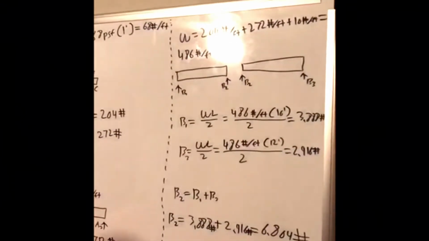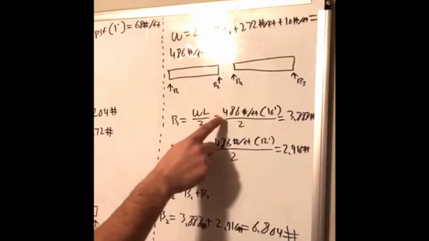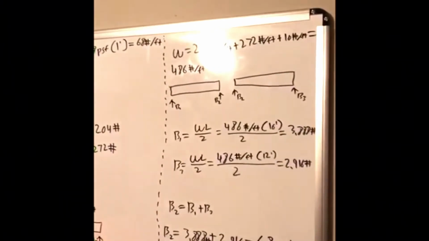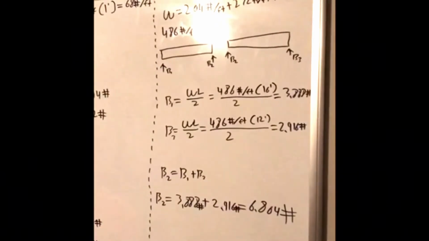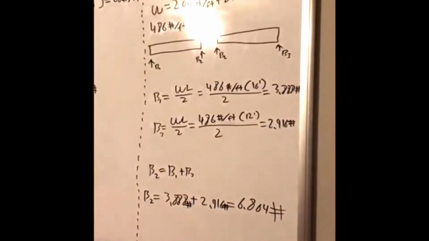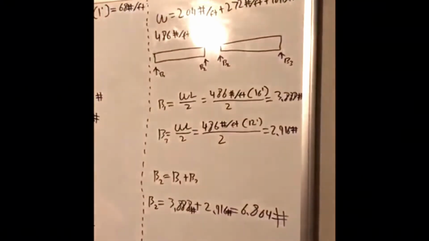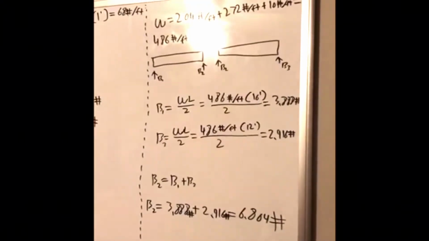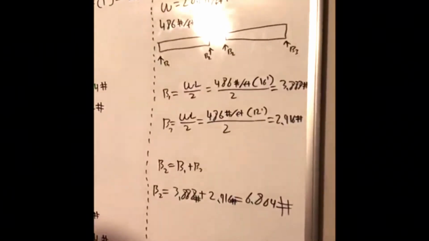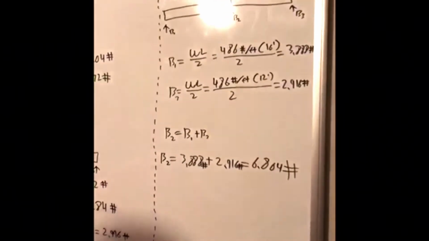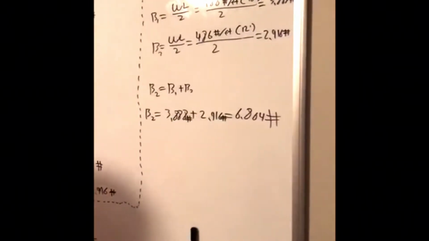And then once we have that, it's plug and chug, same thing as it was for A and C. Use the same formula, use the load we just calculated, which is 486 pounds per foot. Multiply that by 16, because we're looking at the 16 section right here. That's going to give us 3,888 pounds. And B3, same equation. Remember, you have to use 12 foot because you're looking at this section right here. And that's going to give us 2,916 pounds. And B2 equals B1 plus B3, just like the other ones. So when we add 3,888 and the 2,916 pounds, we're going to get a total of 6,804 pounds.